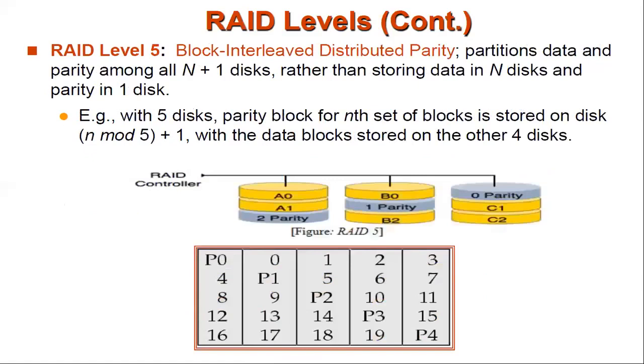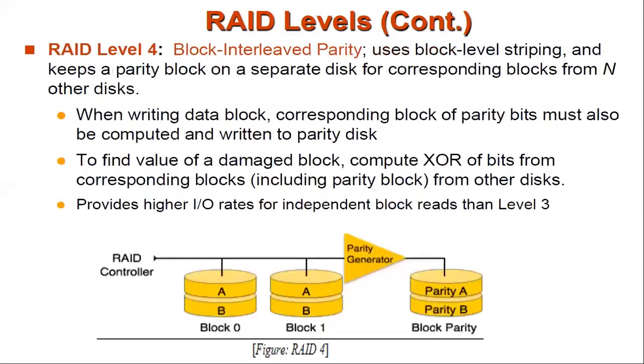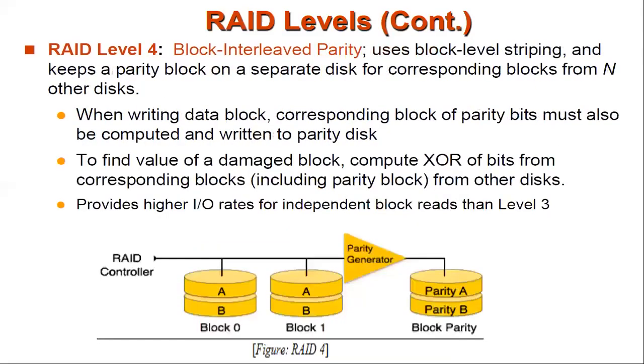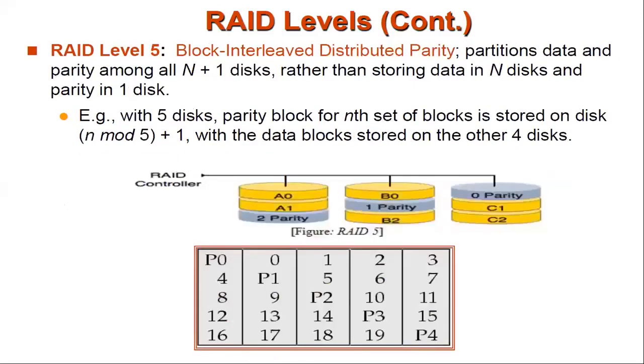And RAID level 5, it is one more additional feature you can see here, block interleaved distributed parity. So the parity values are distributed across the disks. That is the only difference here. Okay, so the basic idea, the concept of whatever we discussed here, is applicable in RAID level 5. The only difference is that instead of storing your parity details in only one disk, you are storing the parity data across multiple disks in an interleaving fashion.